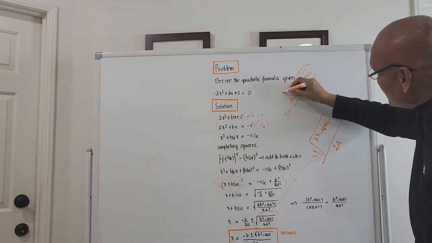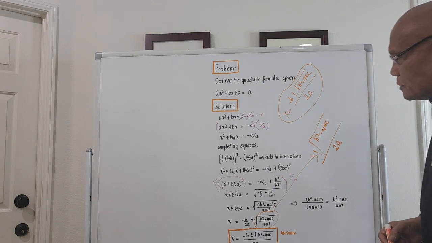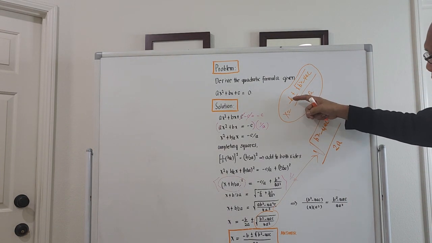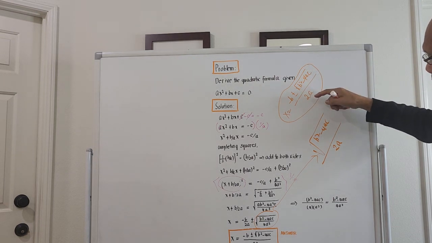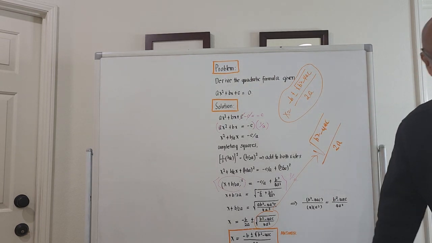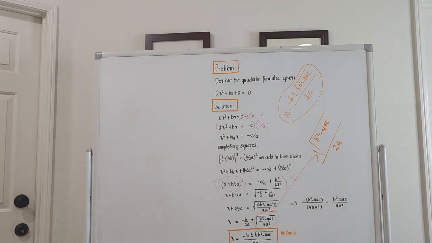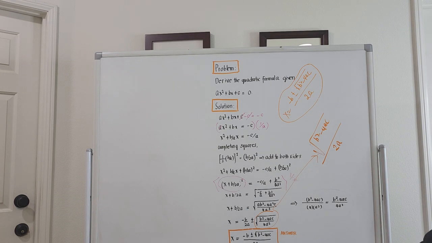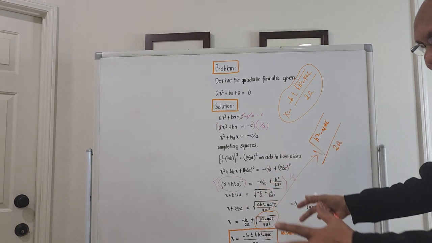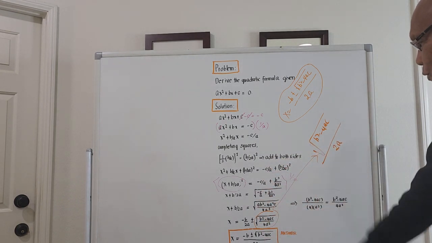So this is actually the quadratic formula. That is, x is equal to negative b plus or minus the square root of b squared minus 4ac over 2a. Okay, that's it, guys. That's the derivation of the quadratic formula by using completing squares.